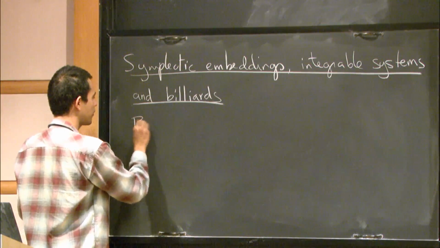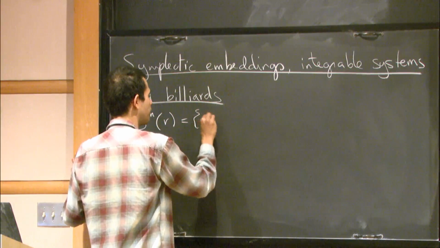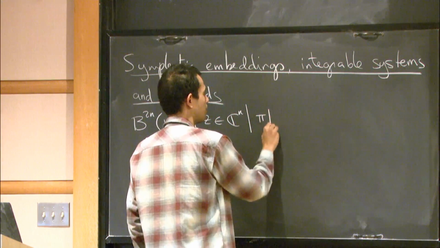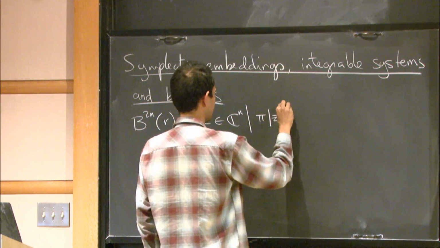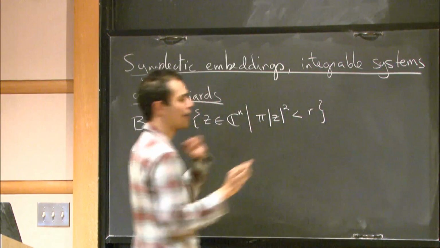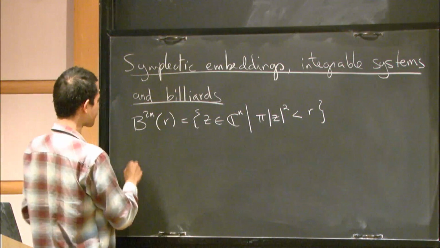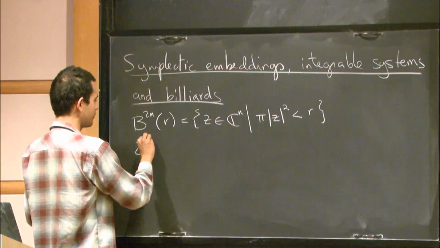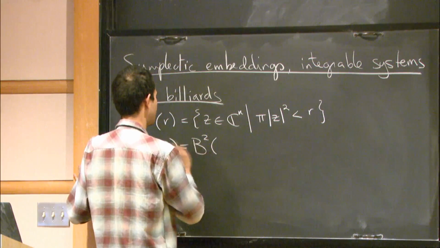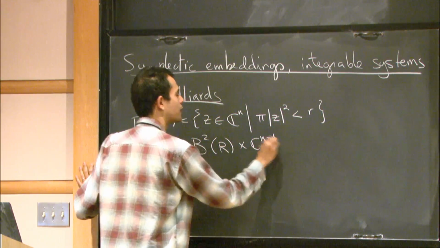What did he prove? Consider the 2n-dimensional ball, which is the set of points in C^n such that pi times the norm of z squared is less than r. I'm going to put this pi here for reasons that maybe will become clear later. And you consider the cylinder, which is just the product of a two-dimensional ball and C^(n-1).